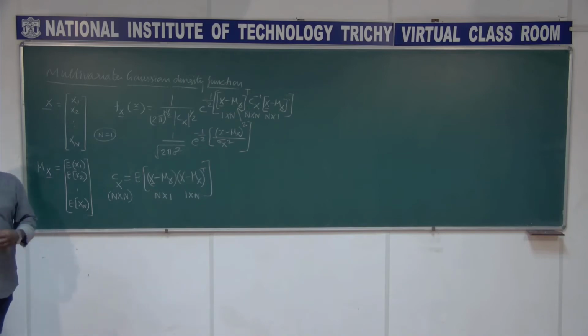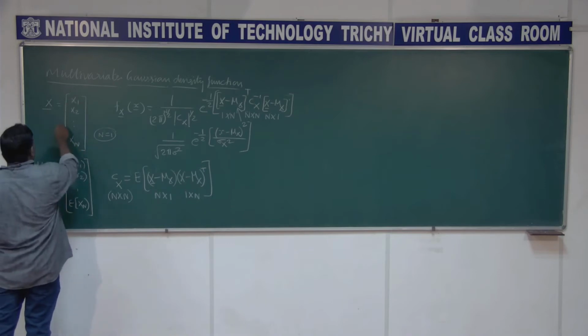There are interesting properties of this Gaussian density function. As I told you earlier, individually x1, x2, x3 and so on up to xn are Gaussian. If I take two random variables instead of one by one, say x1 and x2 alone, and see what that distribution is, that is also going to be Gaussian. And in fact, the conditional density function is also going to be Gaussian. Conditional density function means if I divide this vector into two parts, right?